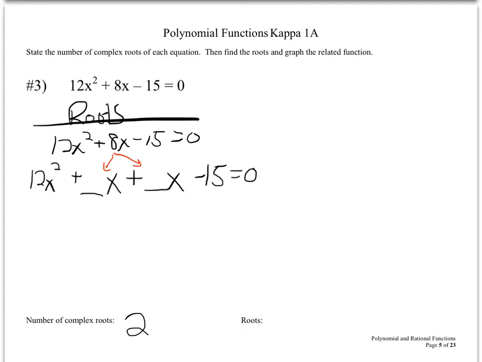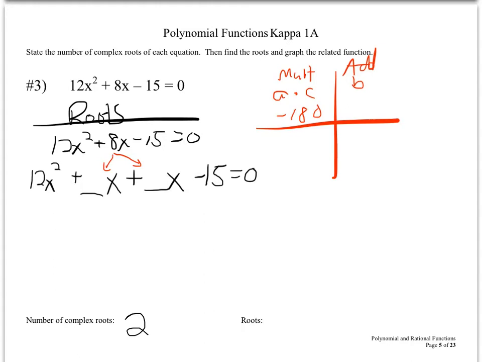To determine what goes there, you take the lead coefficient, which is a, multiply it by the constant, which is called c. Two numbers that multiply to get a times c. In this case, that's 12 times negative 15, which is negative 180. You need those same two numbers to simultaneously add to what b is. In this case, b is 8.